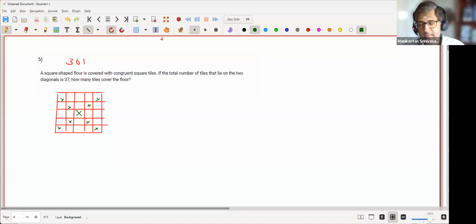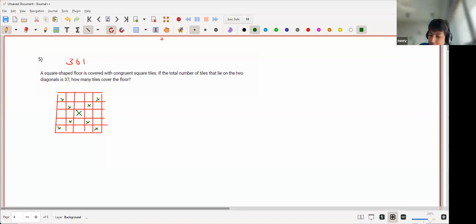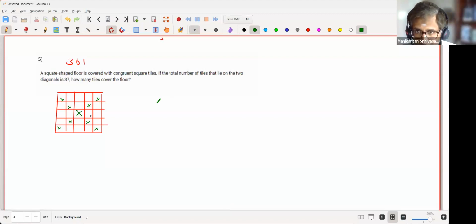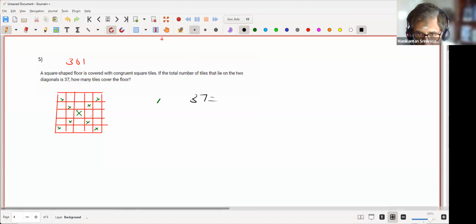Okay, Neve, continue, please. So then I did 37 equals 2x plus 1. I got 38 equals 2x, x equals 19, and then I squared it. Okay, so he said 37 is 2x plus 1. What is this 2x and what is this plus 1?